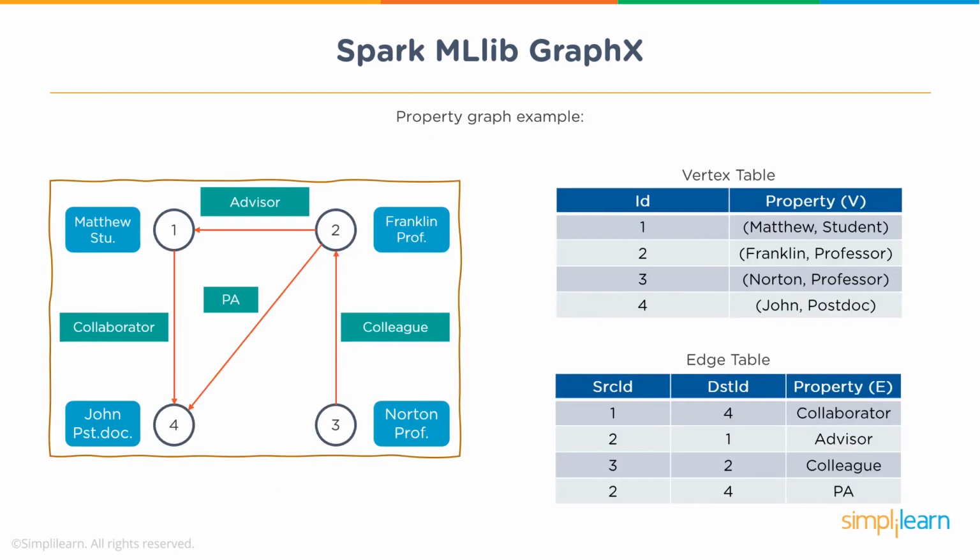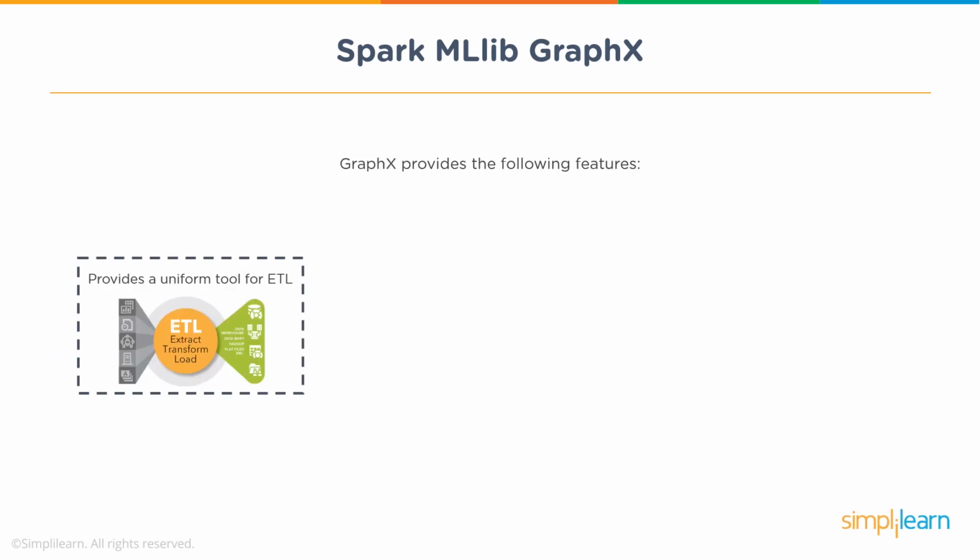So if you look at a property graph example, here we have different vertices or different data points like Matthew, Franklin, Norton, John, and then we have some relationship between them. The relationship is nothing but the edge which connects these two data points or two vertices. So at one end you have a vertex table which basically has the IDs and the values and some information about them. You have the edge table which shows the relationship in how these two data points or vertices are connected.